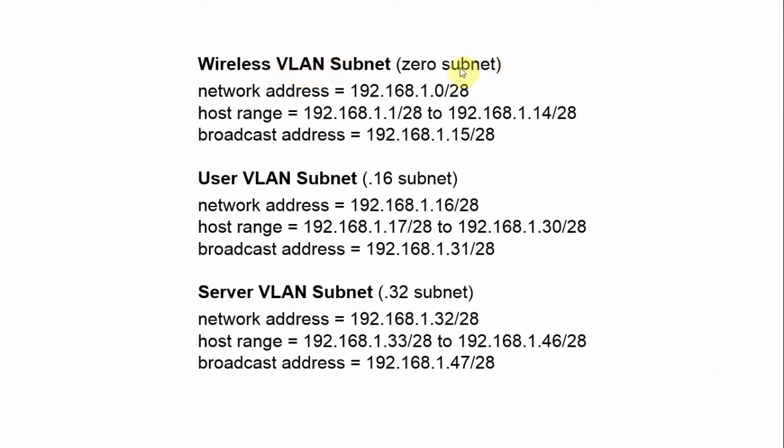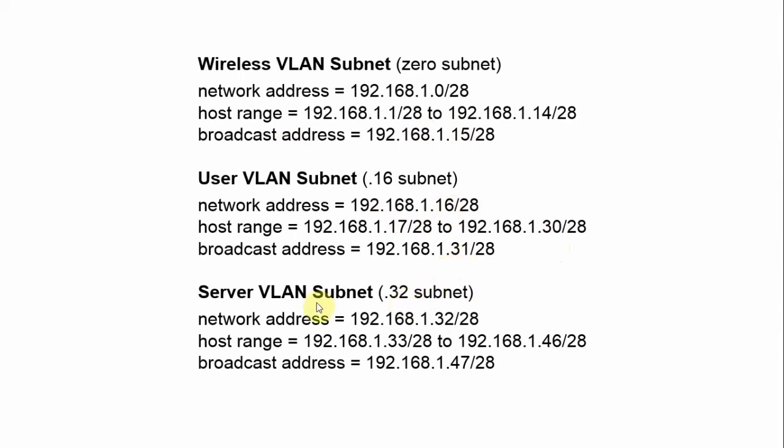So I'm going to assign the 0 subnet to the wireless VLAN, and the network address, there's the 0 subnet. Then the .1 is the first host address available to assign to an interface, to a wireless access point, and it goes up to 14 because there's 14 host addresses in this range, and 15 is the broadcast address. So if you know that that's 15, then the next one has to be 16. That's the 16 address. And 16 starts, goes from 17 through .30. There's the 14 host addresses for that range. And then 31 is your broadcast. And then it goes on to 32.